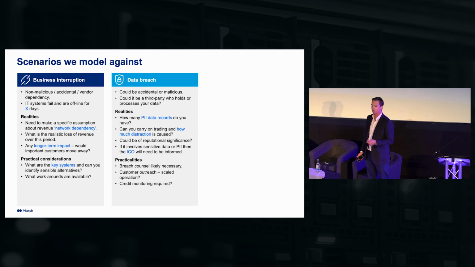But once you figure out how many data records you hold, then you can make some estimations about what data might be impacted in a breach. And if it's personally identifiable information or healthcare-related information, then absolutely you're going to have to involve the Information Commissioner's Office. And if you do that, then you're going to need a legal team and probably a consulting team helping your organization walk through and get that right. You don't want to get it wrong.